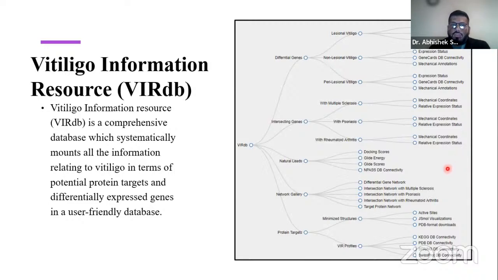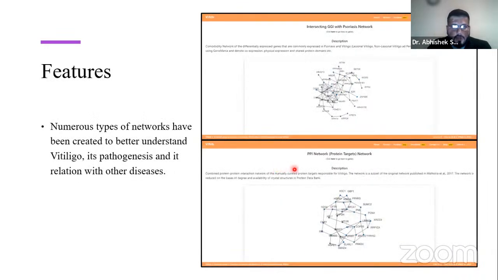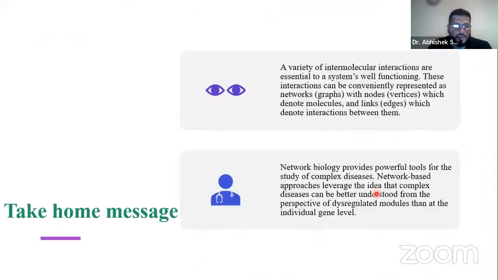I would like all of you to visit that website. It is called www.vitiligoinfores.com. You can get to know our database more, and we have more such network-based analysis, and also some drug target identification analysis, and we have published them recently in PeerJ and F1000 Research. These are some of the features, like PPI networks, GGI networks, that is gene-gene interaction networks, protein-protein interaction networks, etc.